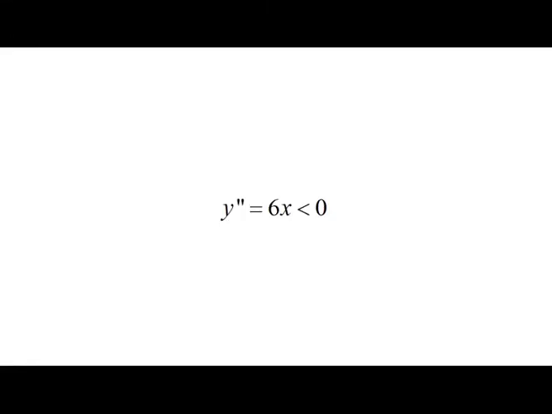As an example, we have already observed that the curve y equal to x cube is concave down on minus infinity to 0 and concave up on 0 to infinity. This is justified by the second derivative test also, because on the open interval minus infinity to 0 we have y double dash equal to 6x, which is less than 0, and on the open interval 0 to infinity we have y double dash equal to 6x, which is greater than 0.